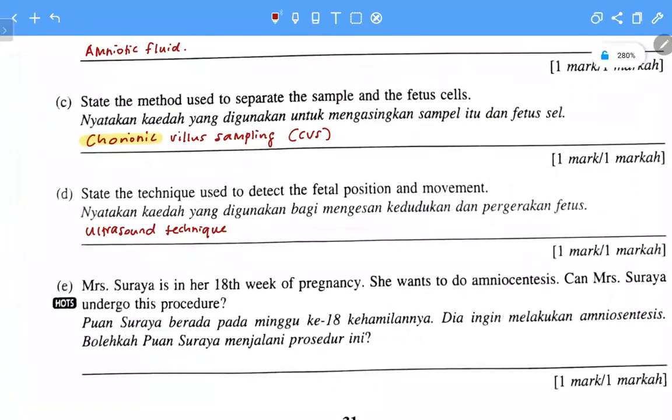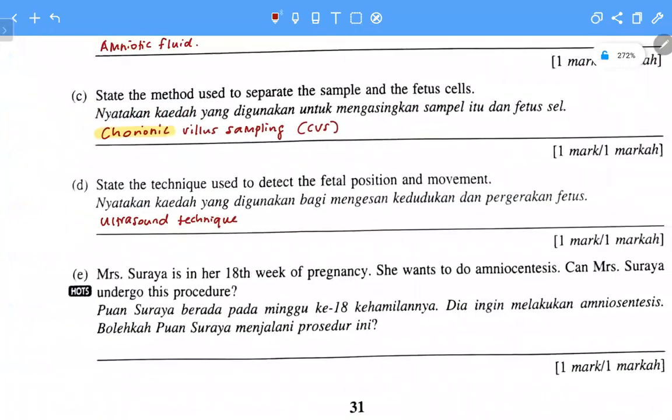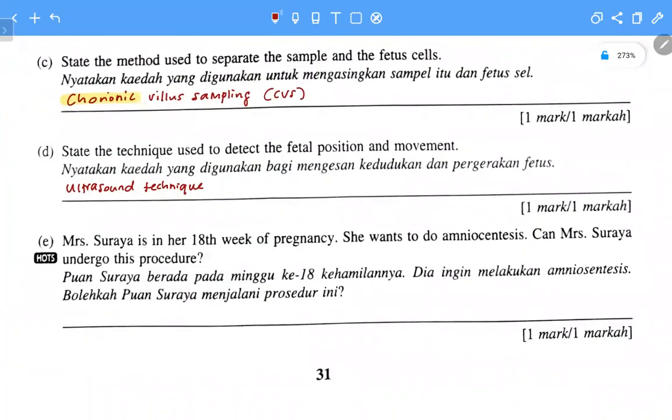So it's called ultrasound technique. All right, next, Mrs. Suraya is in her 18th week of pregnancy. Okay, so some of you may not be able to judge. We know you all understand that I explained to you last time it was 9 months of development inside the mother's uterus, right? Okay, the womb area.